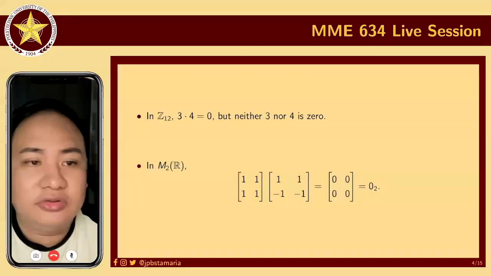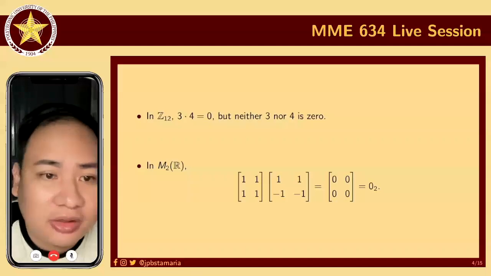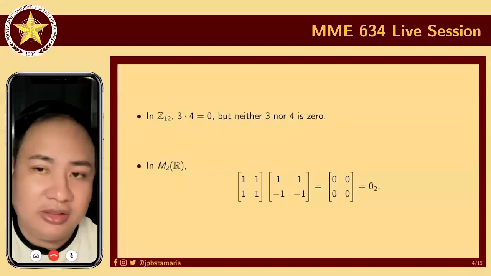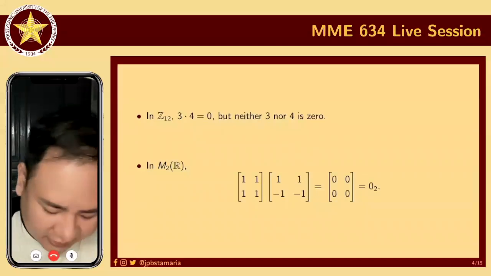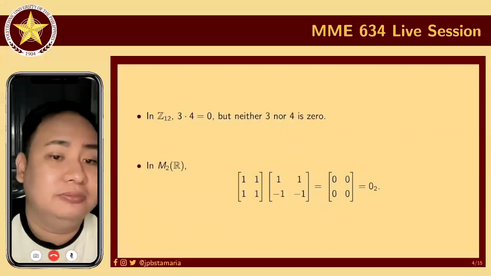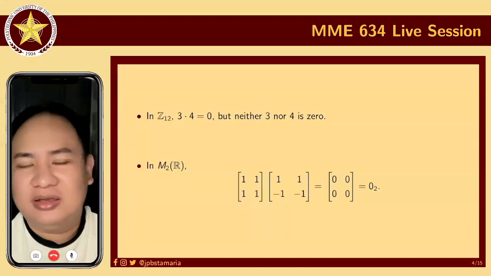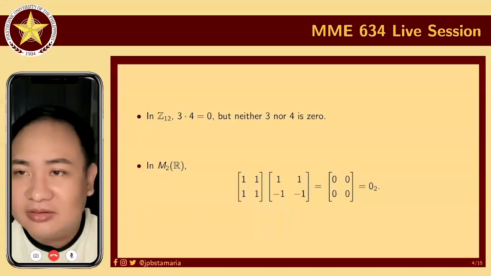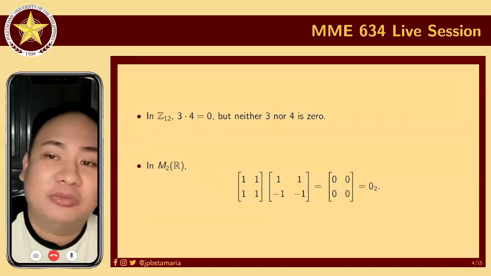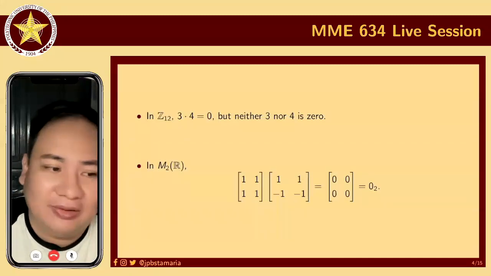So, as you can see, these two matrices are non-zero, but then their product is 0. And that violates the zero product property. Meaning to say, even in the ring M2R, the zero product property cannot be assumed. Okay? So, ito yung property ng R lang. Property ito ng R, but we cannot say that it's a property of every kind of ring. Okay?